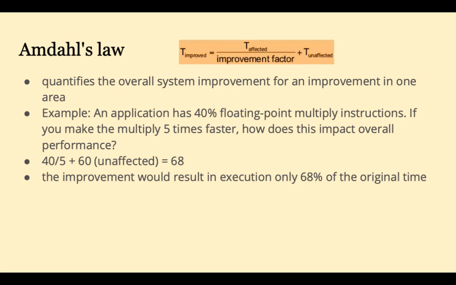Amdahl's law can quantify an overall system improvement for an improvement in one area. This is one version of Amdahl's law. There are different variations of the formula. This formula from our book isolates the affected improvement over the portion that's not affected. For example, consider that some application has 40% floating point multiply instructions. If you could make that multiply 5 times faster, how does this impact the overall performance? We take our affected time, the 40, and divide it by our improvement factor of 5. Adding that to the unaffected time gives us 68. So this proposed improvement would result in execution of only 68% of the original time.